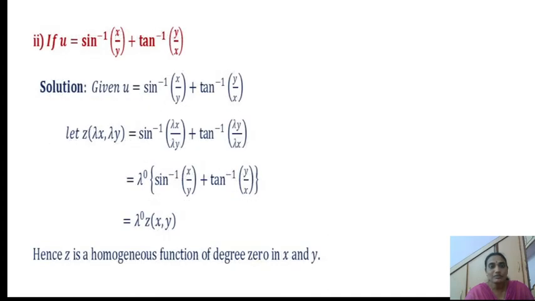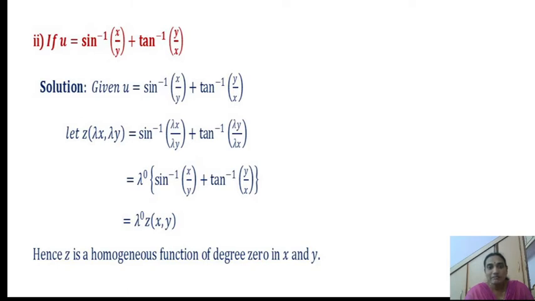Okay, now consider one more example. If u is equal to sin inverse of x by y plus tan inverse of y by x, for this we have to verify Euler's theorem. Solution: given u is equal to sin inverse of x by y plus tan inverse of y by x. So this function can be represented as one more function, that is let z of lambda x comma lambda y, where lambda is some constant, which is equal to sin inverse of lambda x divided by lambda y plus tan inverse of lambda y divided by lambda x.